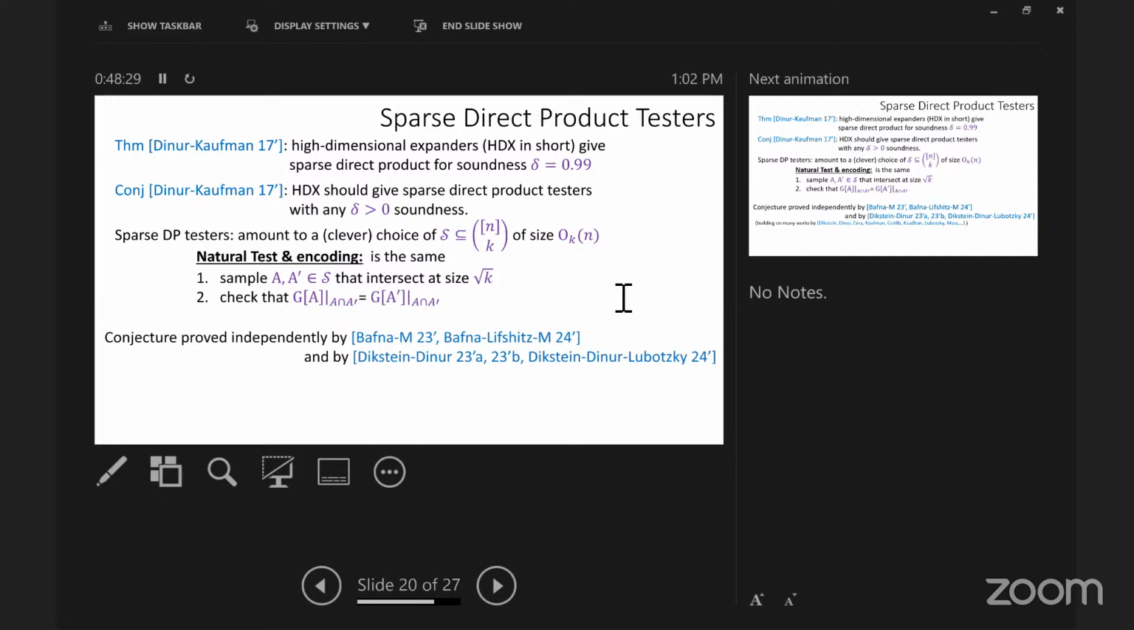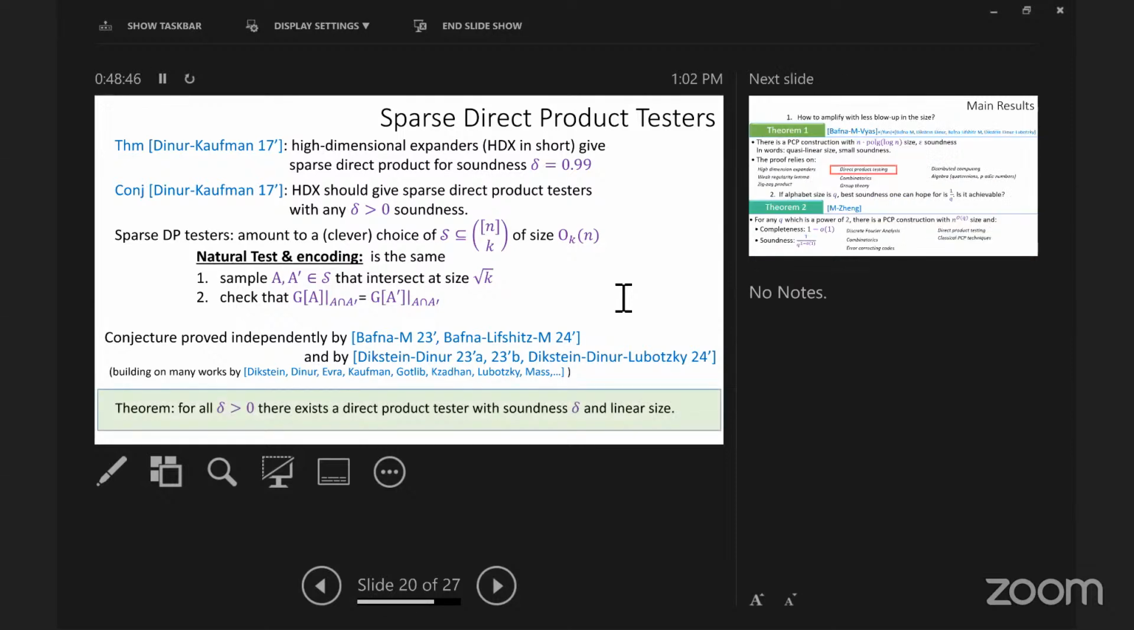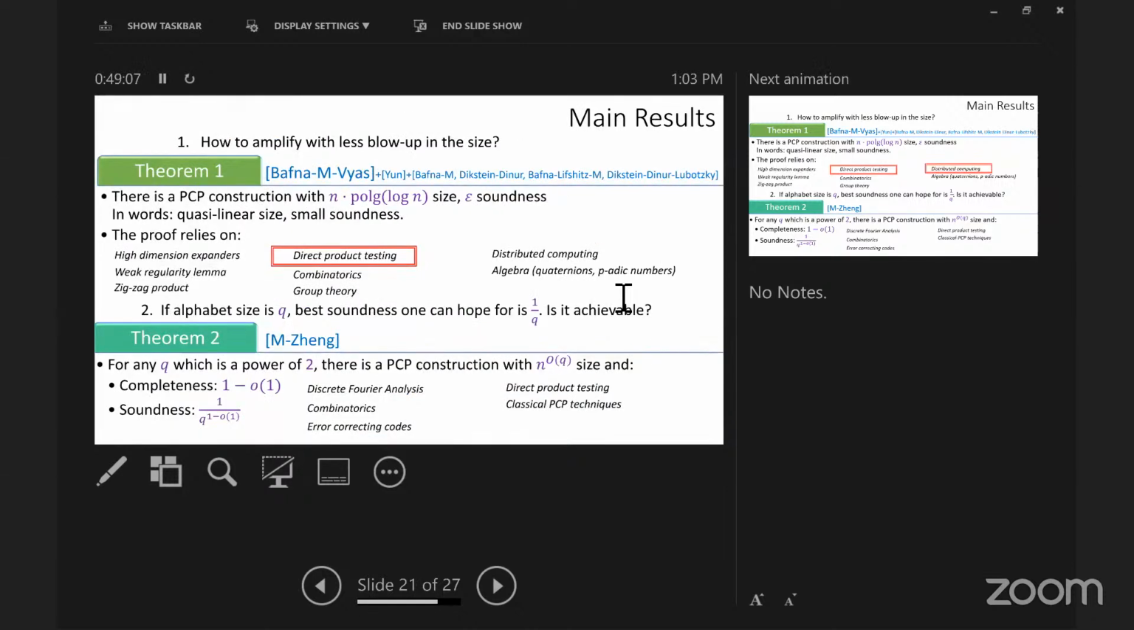Okay. So this conjecture was proved recently, independently, as I said, by Bafna, Minzer, and Vyas, and also by Dikstein, Dinur, and Lubotzky. And this builds on many, many other works in this really fantastic area. And so we do know that for any arbitrarily small delta, you can cook up some clever choice of S where it works. Cool. So that's what I wanted to say about direct product testing.